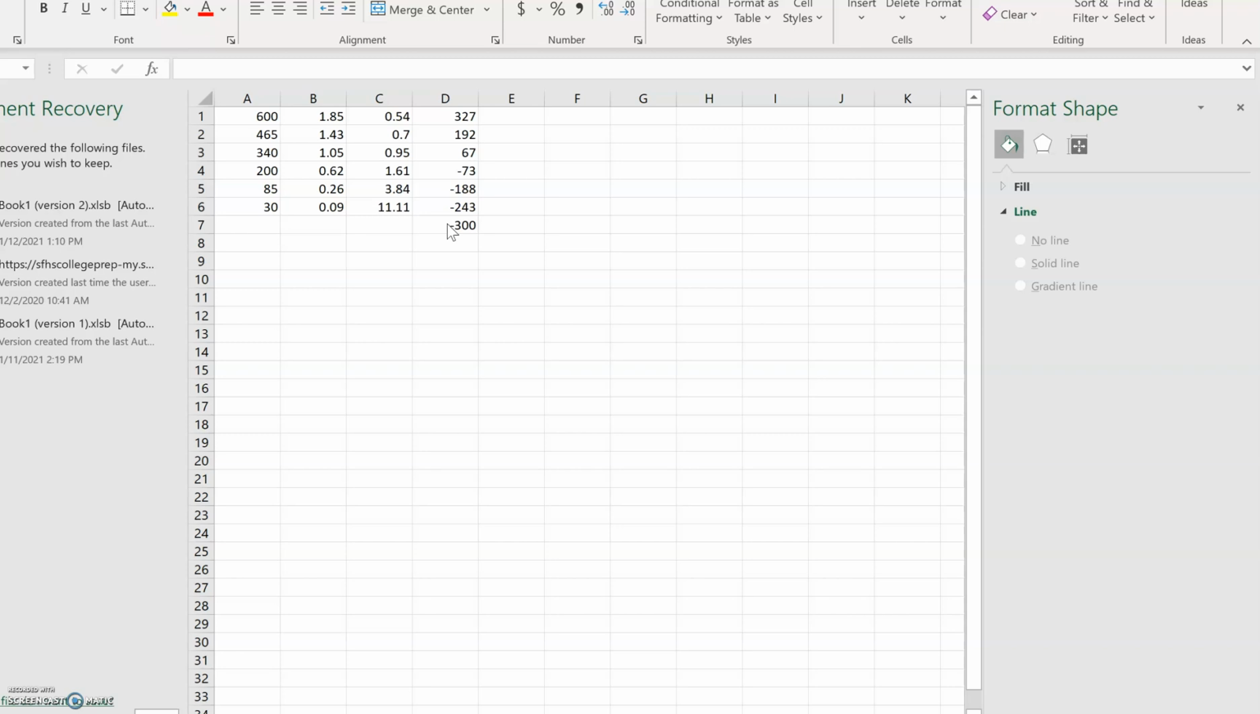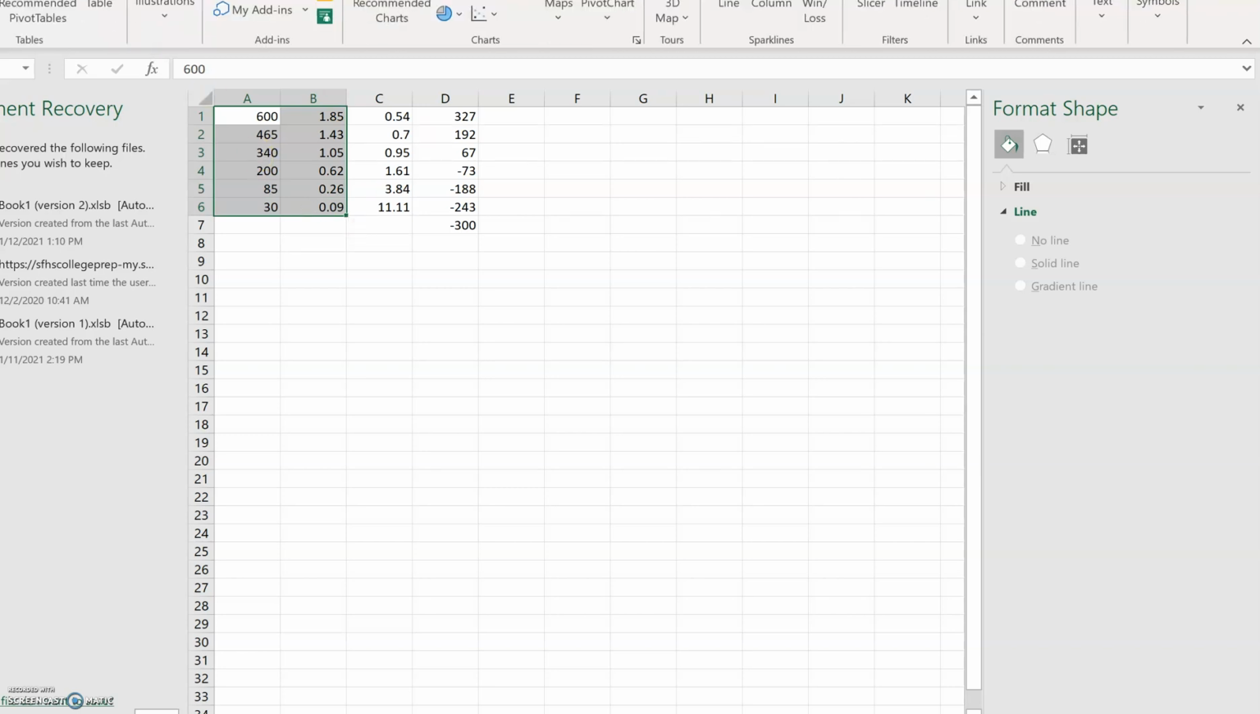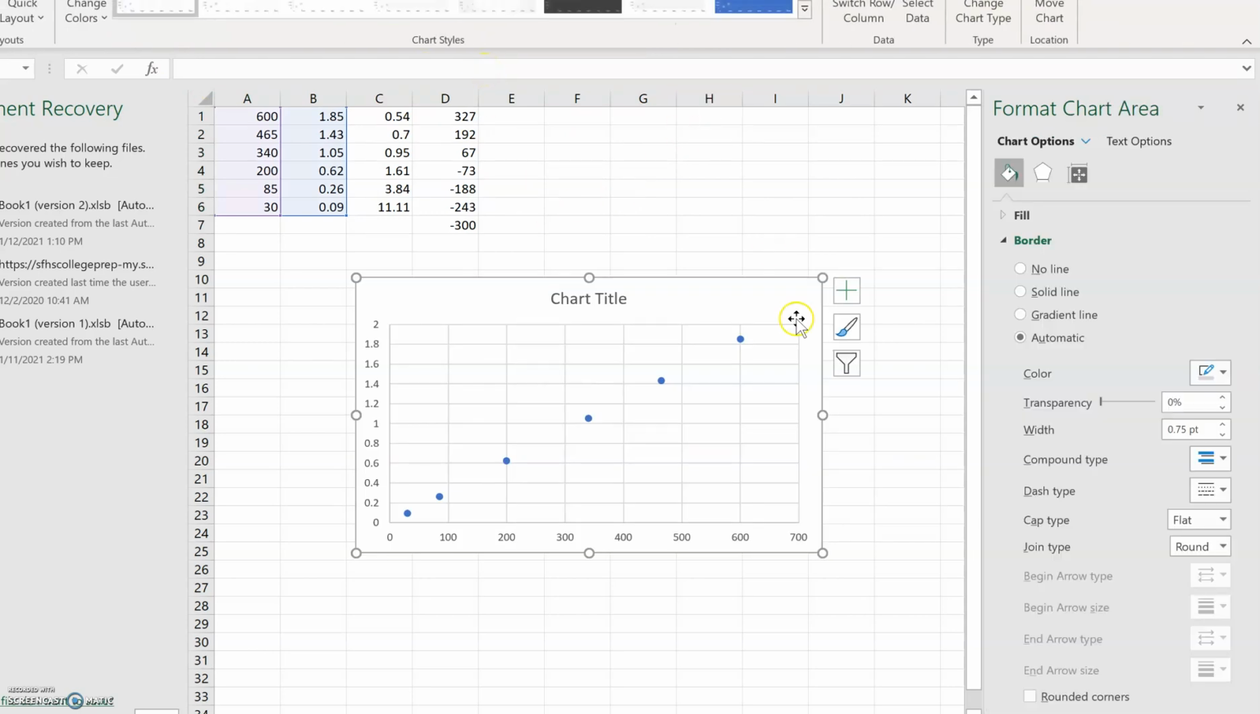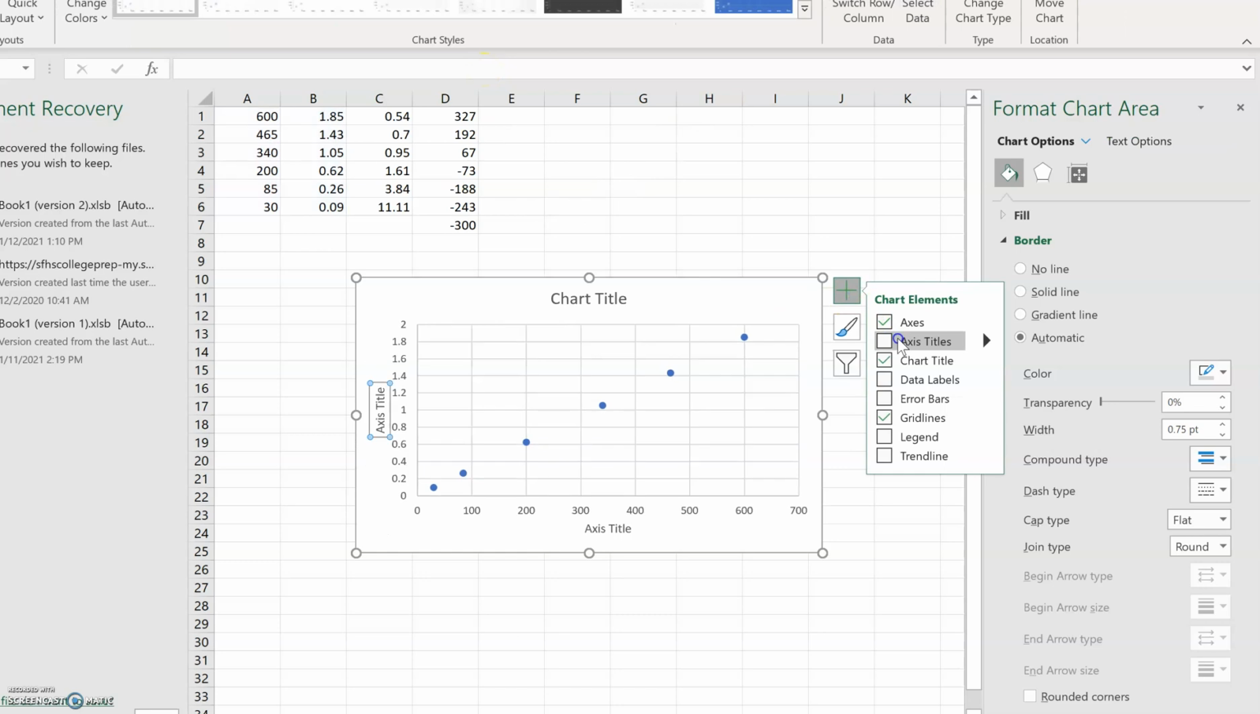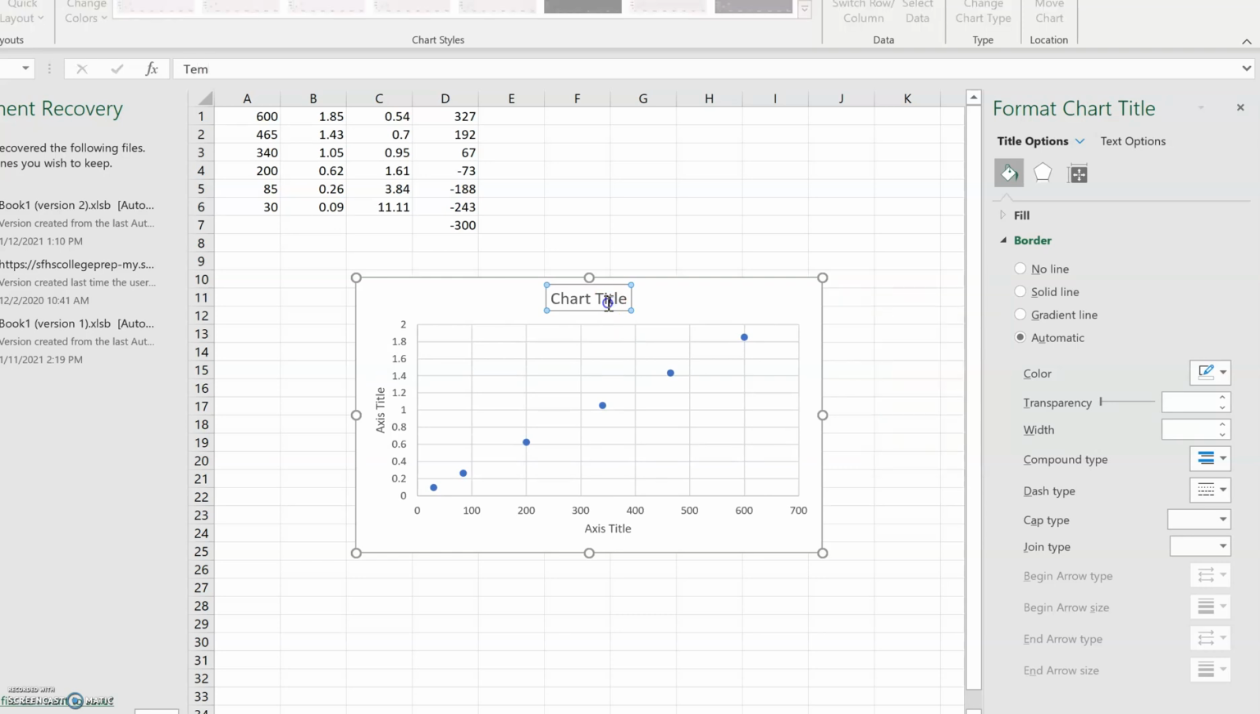I'm going to make appropriate graphs for all 3 of these. So the first one is going to be a graph of temperature on the x-axis and pressure on the y. This is going to be a simple scatter chart, so I'm simply going to hit this. And I'm going to put axis titles, and I also have my chart title, so I can make this whatever I want. Temperature versus pressure, and I'm going to label my axes accordingly.